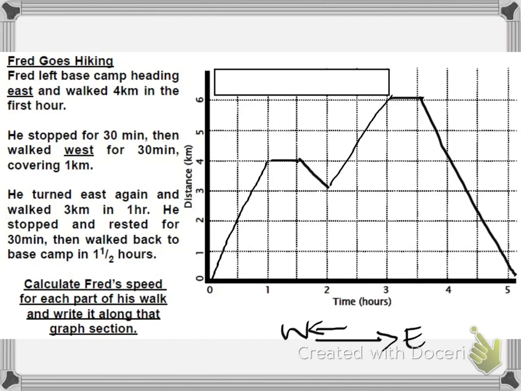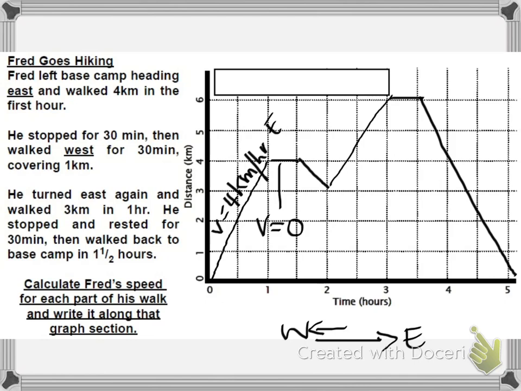So then we've got to calculate the speed of his walk. So in the first bit, if he walked 4 kilometres in the first hour, he has to have gone 4 kilometres per hour. Direction, east. Here, he's not moving, so we've got 0. I'm using V instead of S to indicate velocity, because velocity, remember, we're looking at distance and direction. So here we've got distance and direction, so we should be using V.